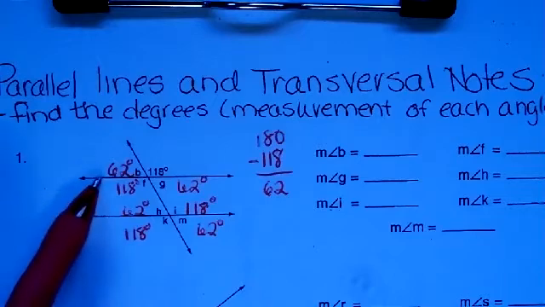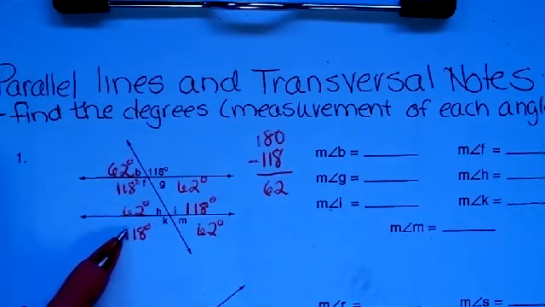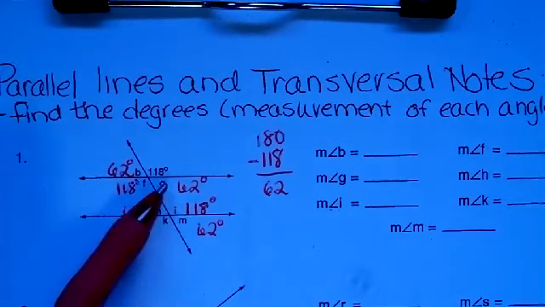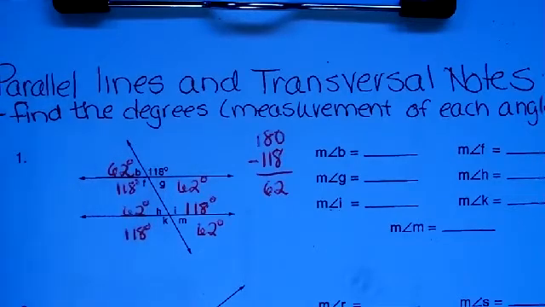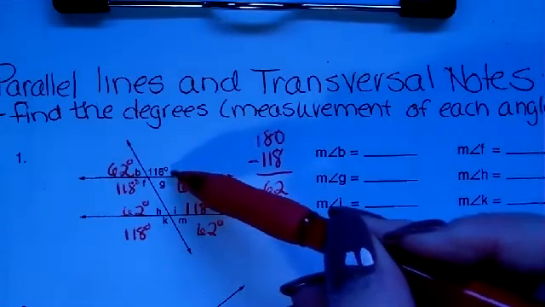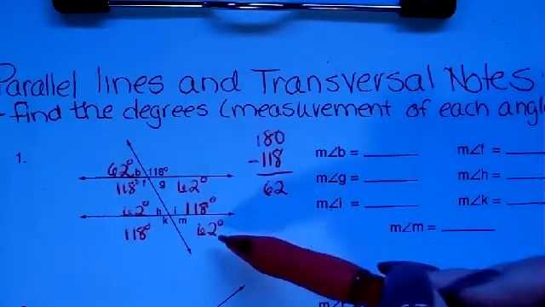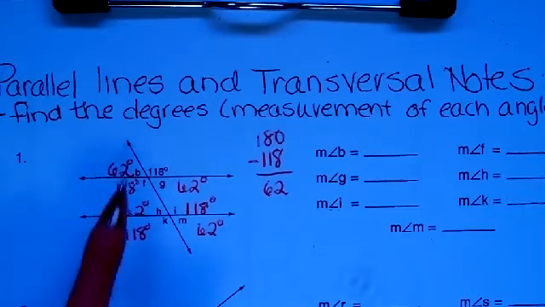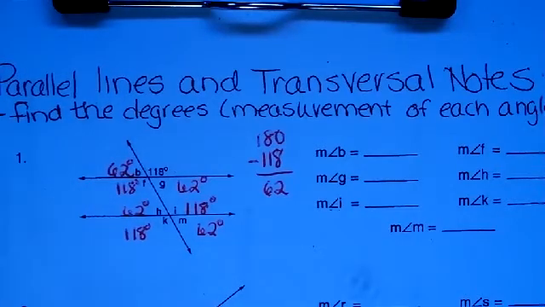118, 62, 118, 62, 118, 62, 118, 62, 118. Even if I go back in the opposite direction, it's the same thing. Start with 118, 62, 118, 62, and so on. Do you see that alternating pattern? Okay, that pattern always works when you have parallel lines. And if you remember that pattern, you can do these problems really quickly.